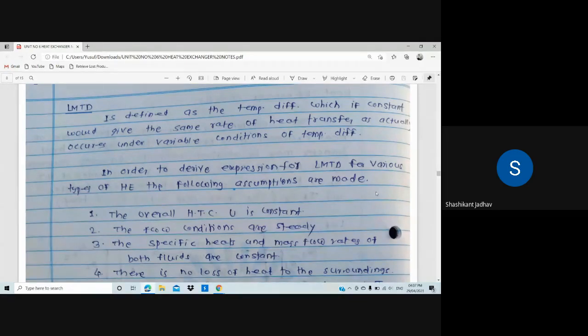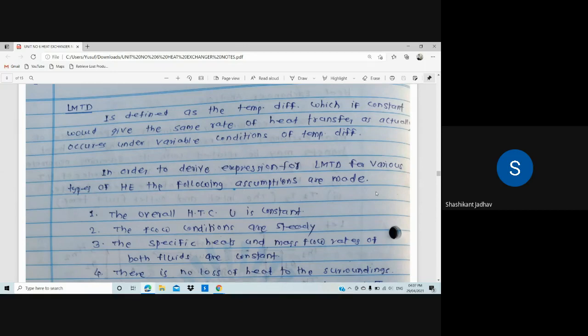The following assumptions are made. Okay, we have to derive the equation for LMTD. So for deriving that particular equation, we have to consider some assumptions. What are the different assumptions we have to consider?